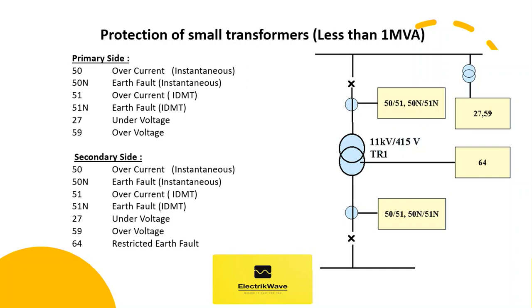Low set overcurrent protection, 51, used to protect the transformer from overcurrents in primary and secondary side. Peak levels are normally around 140% to 150%. Normal inverse IDMT characteristics are followed for trip time.